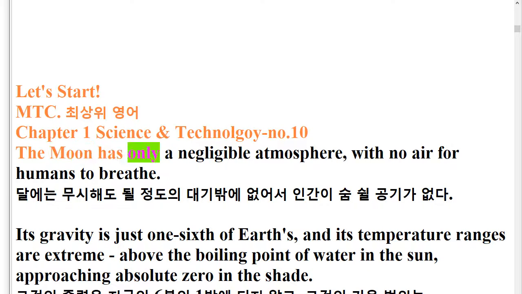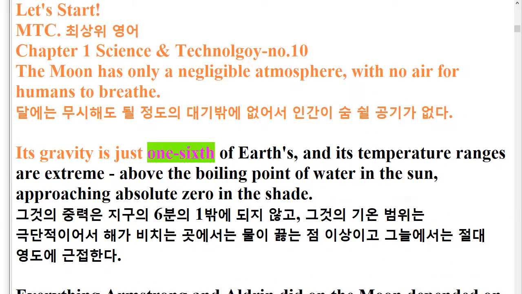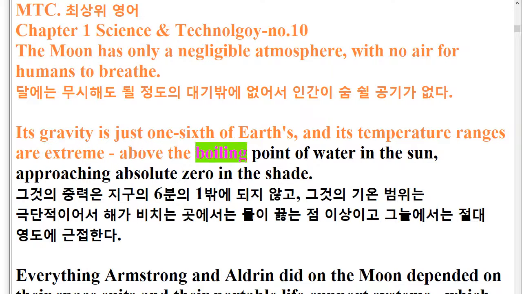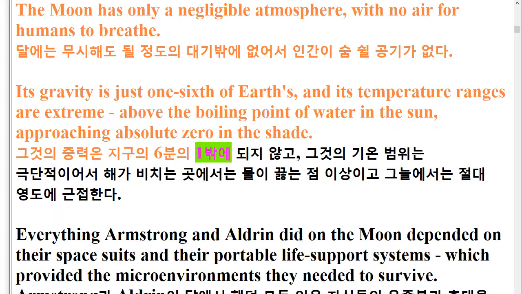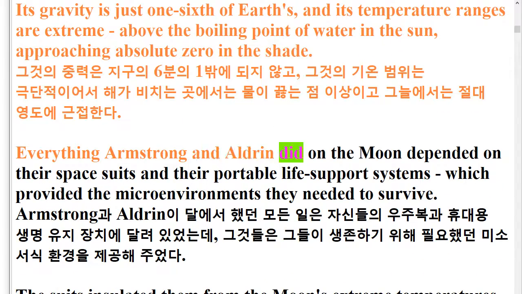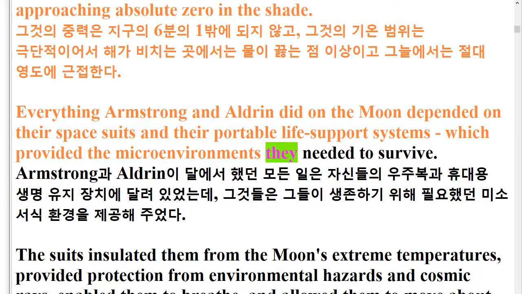The Moon has only a negligible atmosphere, with no air for humans to breathe. Its gravity is just 1/6 of Earth's, and its temperature ranges are extreme, above the boiling point of water in the sun, approaching absolute zero in the shade. Everything Armstrong and Aldrin did on the Moon depended on their spacesuits and their portable life support systems, which provided the microenvironments they needed to survive.